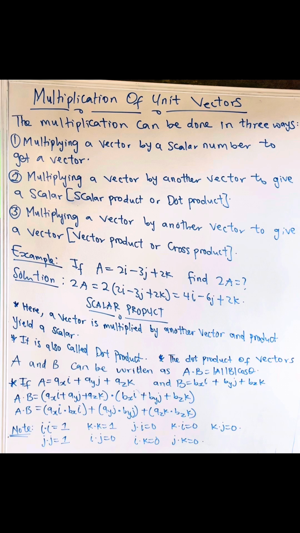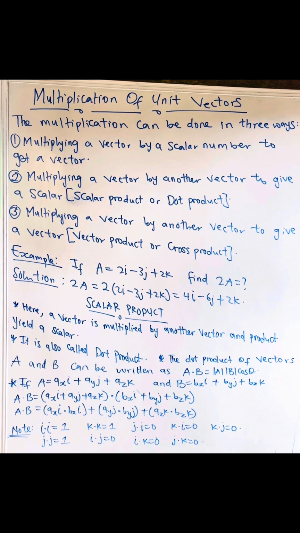Now we are going to look at scalar product. What is a scalar product? This is when a vector is multiplied by another vector and we get a product that is a scalar. It is also called dot product. The dot product of vectors A and B can be written as A dot B equals magnitude of A, magnitude of B, cos theta. This simply means that the formula in scalar product is A dot B equals magnitude of A, magnitude of B, cos theta.